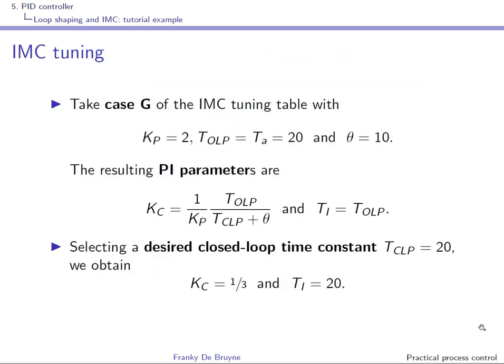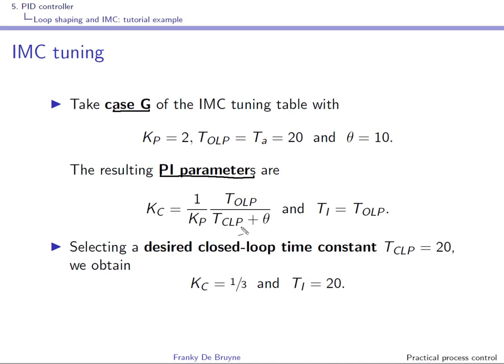If you look at the IMC tuning table line or case G, you will see that this corresponds to a Broida system, one time constant 20 seconds here, gain of the system 2, and delay 10 seconds. And this is the line that corresponds to a PI controller, and the resulting PI parameters are given over here.